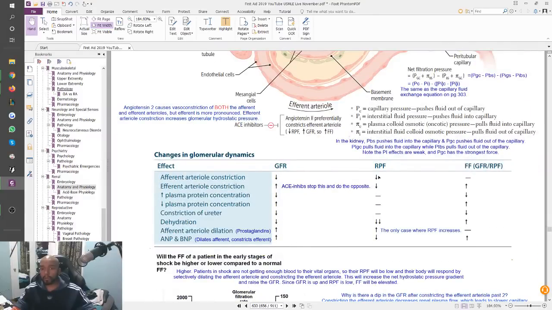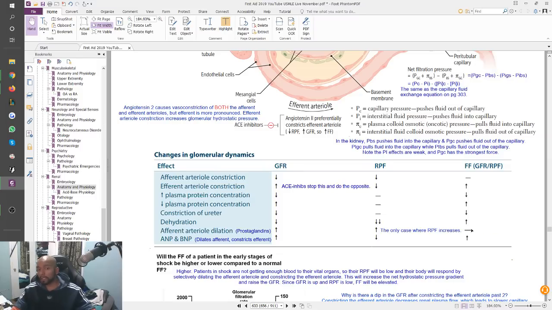And you can see renal plasma flow pretty much decreases all the time. The only time renal plasma flow increases is when you have afferent arteriolar dilation, which is what prostaglandins do. Prostaglandins cause afferent arteriolar dilation, like adding more lanes to your highway, allowing more flow, so renal plasma flow increases, and since more is flowing in, GFR also increases. Okay, so again, your filtration fraction is not affected.